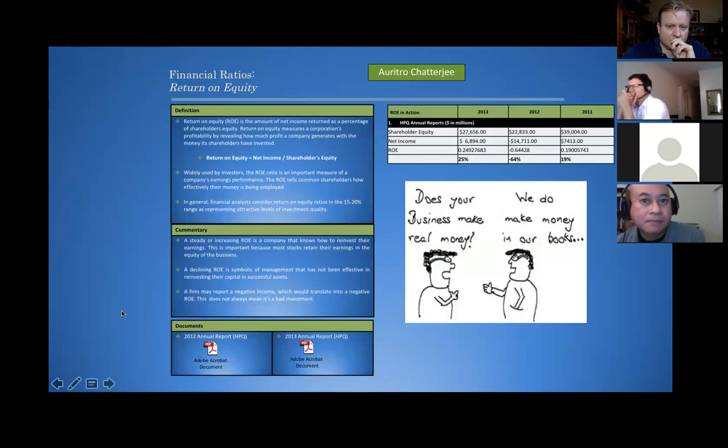What I did was, just for HP, I was trying to find a company that went from posting almost a 20% ROE in one year, to the next year going down to almost a 60% negative return on equity, to coming back to almost 25%. So I thought that spike was pretty interesting to take a look at.